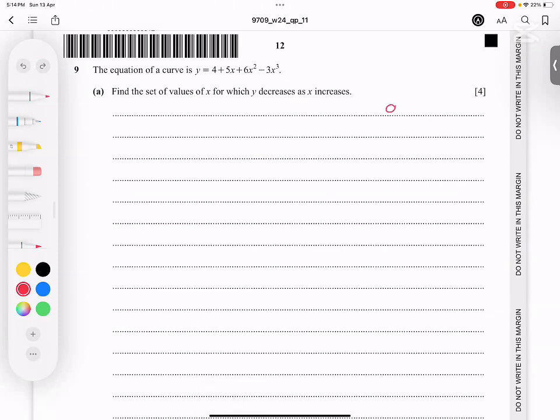whenever dy over dx is less than 0, the function is decreasing, and when the derivative, the gradient, is bigger than 0, the function is increasing. This point is very clear. So let's try to do it. First of all, I need the derivative, so I'm going to differentiate dy over dx. The derivative of 4 is 0, 5x becomes 5, 12x, and minus 9x to power 2.